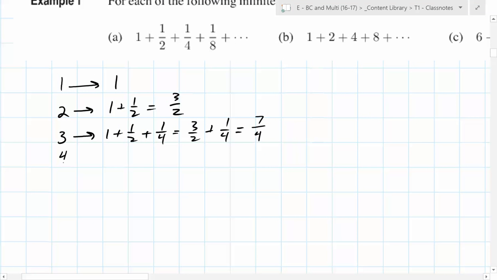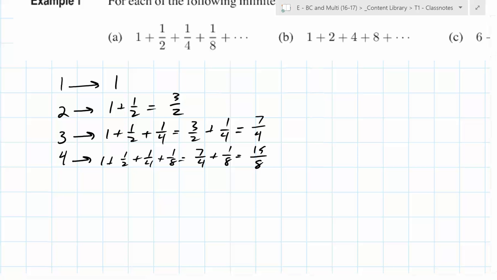What about 4 terms? Well, that's going to be 1 plus a half plus a fourth plus an eighth, right? So that's going to be 7/4 plus an eighth. So what's that going to be? 15 over 8. And could we keep on going with this? So 1 term is just 1. 2 terms added up is 3 over 2. 3 is 7 over 4.